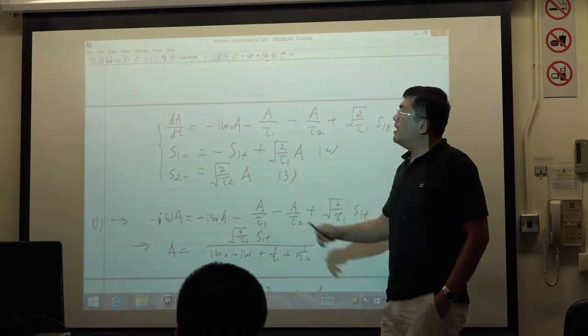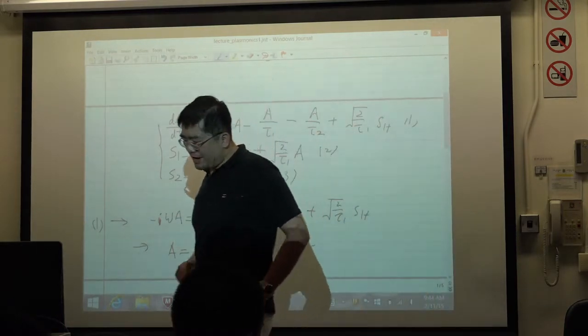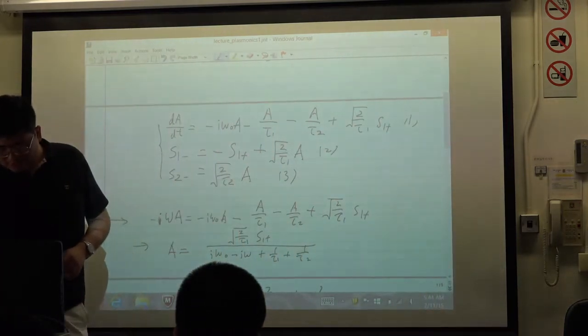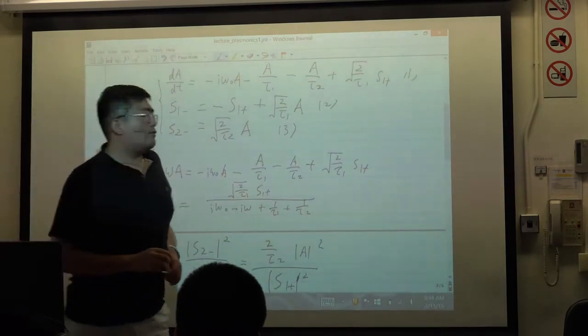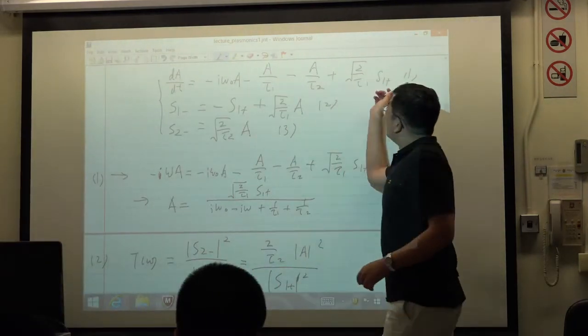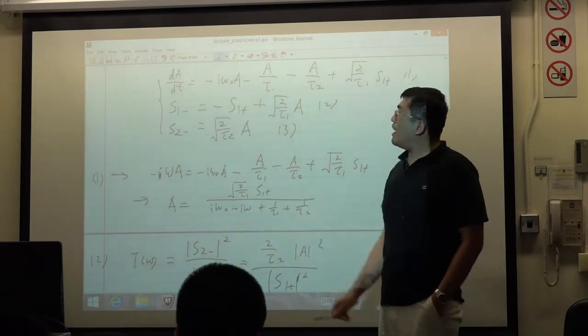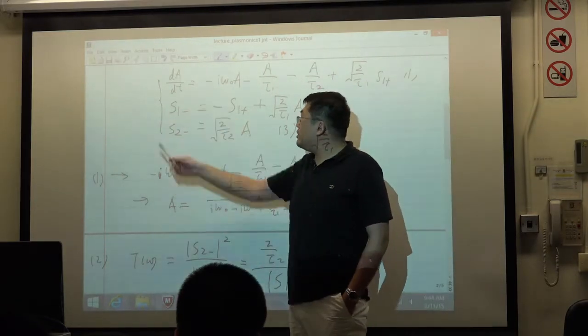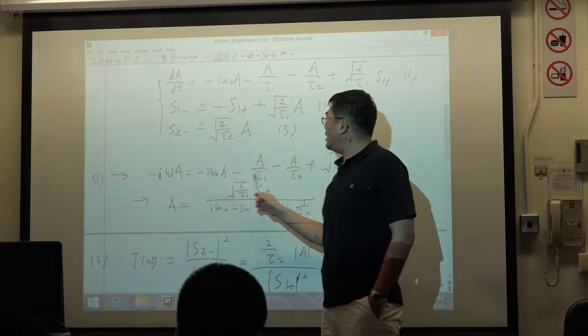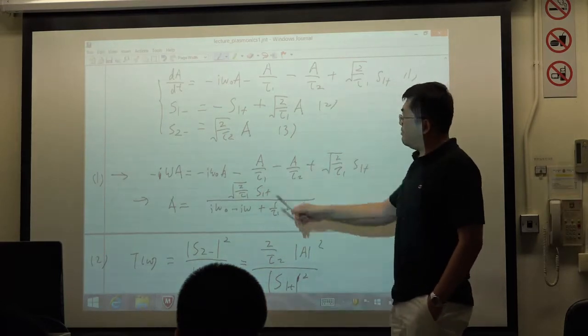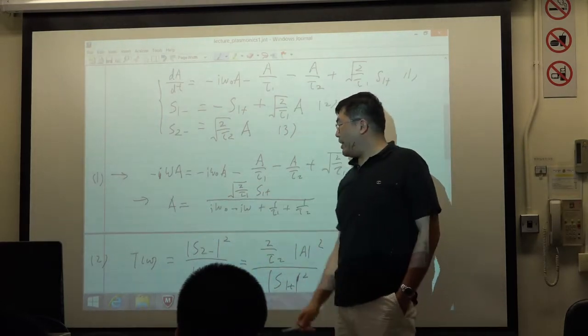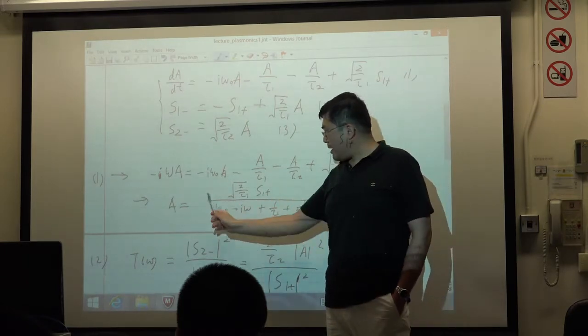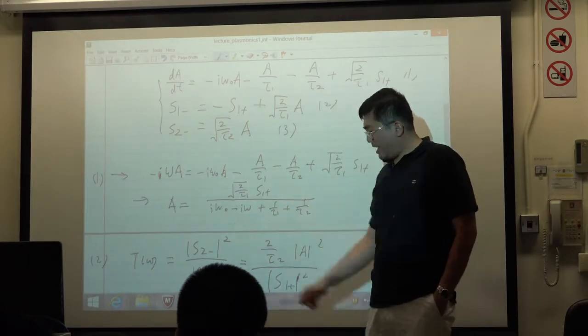This is just the very famous coupled mode equation. Then you can use the Fourier transform to get the solution of the first equation: I just change d over dt into i omega, and the others are the same. Then I get A. So A can be represented by S1 plus, and I put them together.